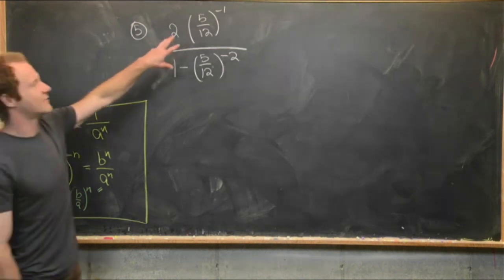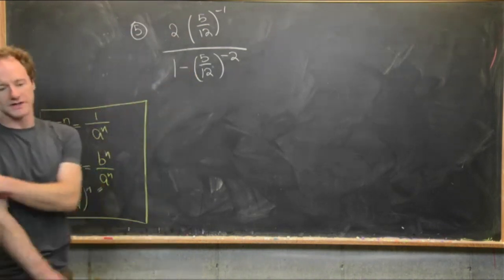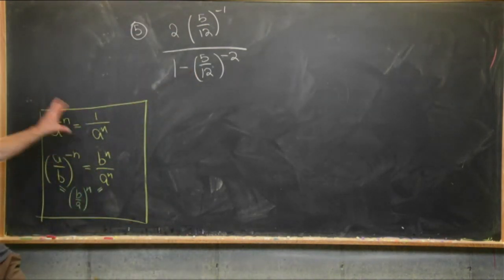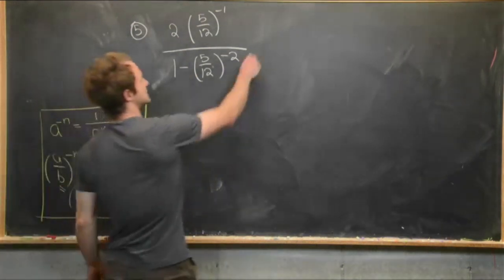Okay, so now that's exactly what we're going to want to do in this one. So we've got this 5 over 12 all to the negative first power, and then this 5 over 12 all to the negative second power. So we'll apply this rule down here to each of those. So let's see what we get.